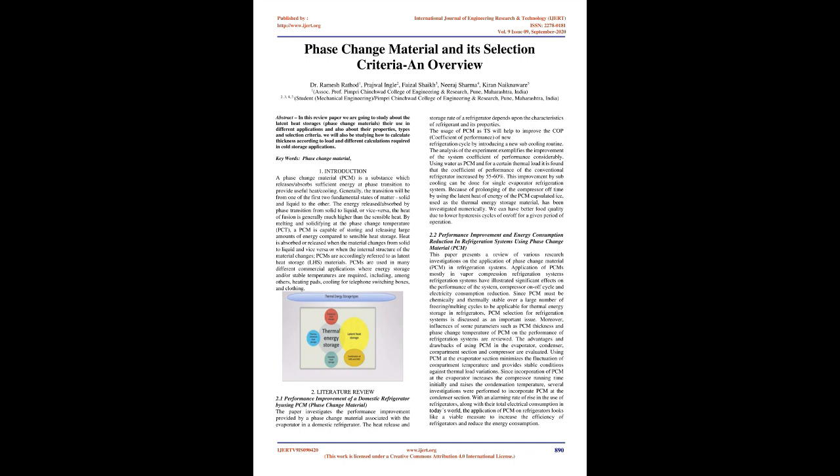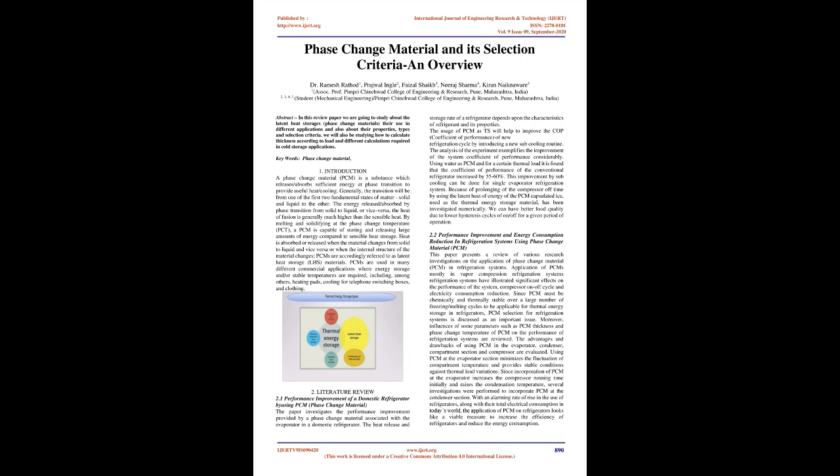1. Introduction. A phase change material, PCM, is a substance which releases or absorbs sufficient energy at phase transition to provide useful heat or cooling. Generally, the transition is from one of the first two fundamental states of matter, solid and liquid, to the other. The energy released or absorbed by phase transition from solid to liquid, or vice versa, the heat of fusion, is generally much higher than the sensible heat. By melting and solidifying at the phase change temperature, PCT, a PCM is capable of storing and releasing large amounts of energy compared to sensible heat storage.